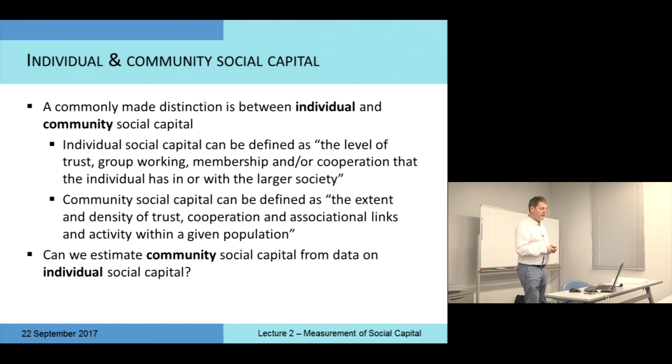Taking the individual and community distinction first, it's quite common for it to be made. Individual social capital can be defined as the level of trust or group working or membership or cooperation that the individual has with the larger society. So it's focused on the individual and their relationship to the broader society. This can be distinguished from community social capital, which is talking about the extent, the density of trust, of cooperation, of the various links and activities within a given population. So it's not looking at it from the individual's point of view, it's looking at the whole population, almost looking down on it and looking at the degree of activity.